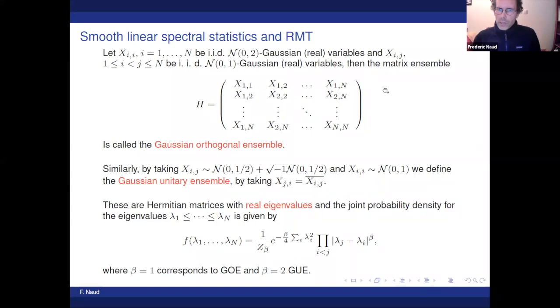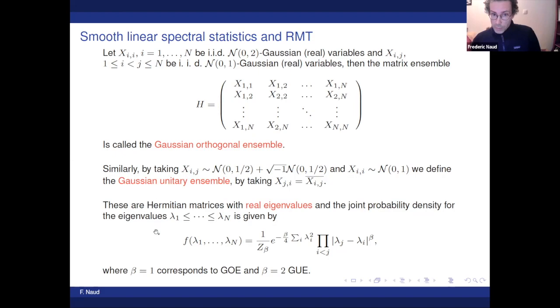So how does it work? You start with some random matrices. The Gaussian orthogonal ensemble is just some self-adjoint matrices, which verify some kind of invariance with respect to the orthogonal group, hence the name. And if you want to be more explicit, you have to take some Gaussian variables. So you take symmetric matrices, with standard Gaussian variables on the diagonal, and then on the off-diagonal, you have to change a little bit the variance. And in a similar way, using some complex Gaussian, you can also define the Gaussian unitary ensemble.